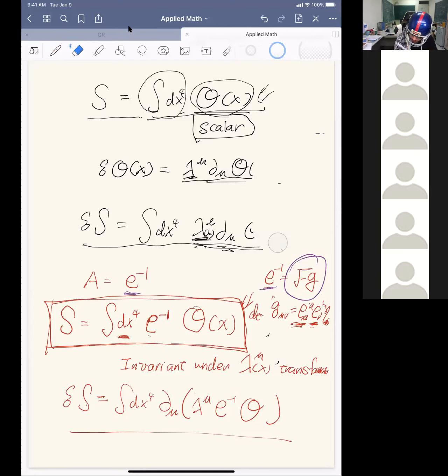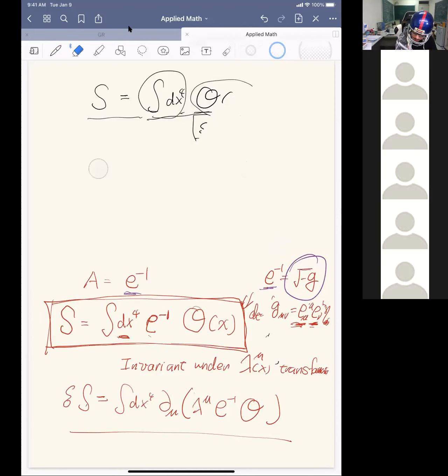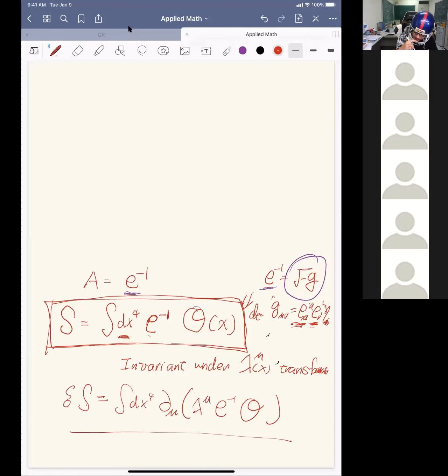Okay, good. Now, if we just have the Vierbeins and nothing else, no matter fields or anything, what are the actions that we can write down? Still we need this to be a scalar. Of course, we can write down the trivial thing, which is just e^-1 times some constant. This is obviously invariant under local coordinate transformation, and in fact we can have this.